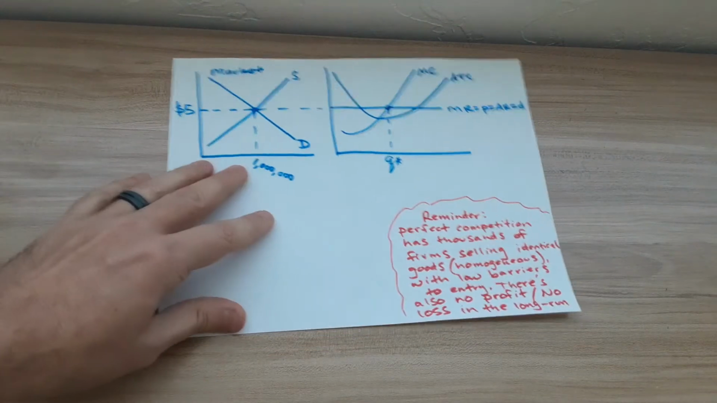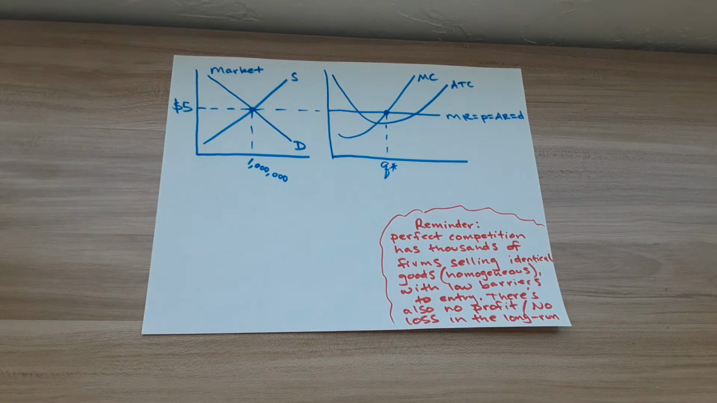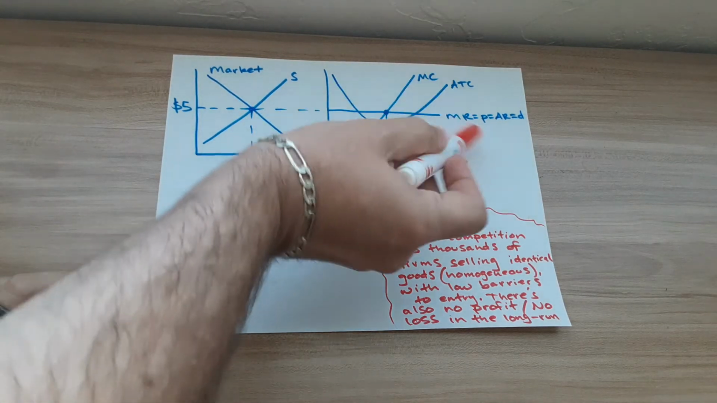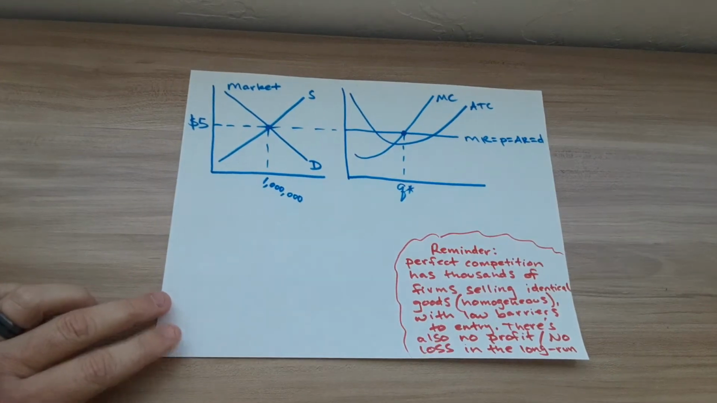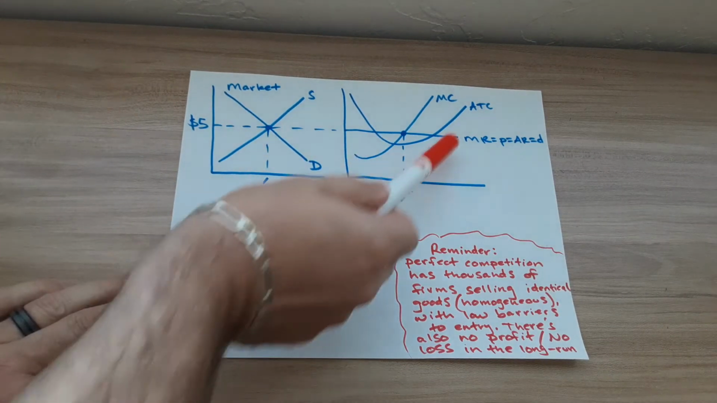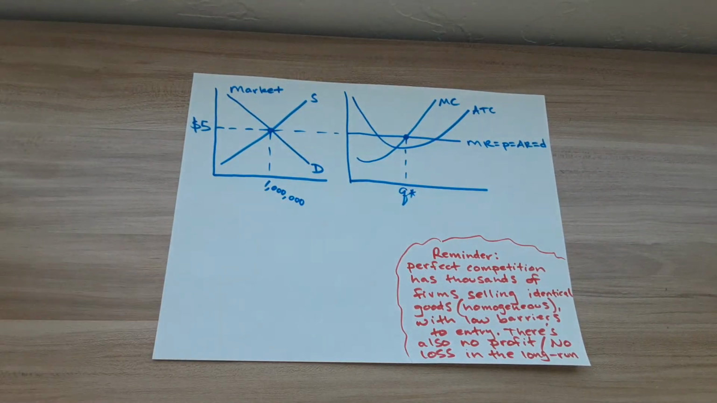Now, perfect competition. Let me remind you what perfect competition is. Thousands of firms selling identical goods, low barriers to entry, meaning there's not a lot that would prevent another entrepreneur from copying and entering the market. There's also no profit, no loss in the long run. So here we have MC, here we have ATC. I didn't put in AVC because it just gets to be too big of a mess, but we could put that in as well. It would be a parabola looking thing underneath ATC.